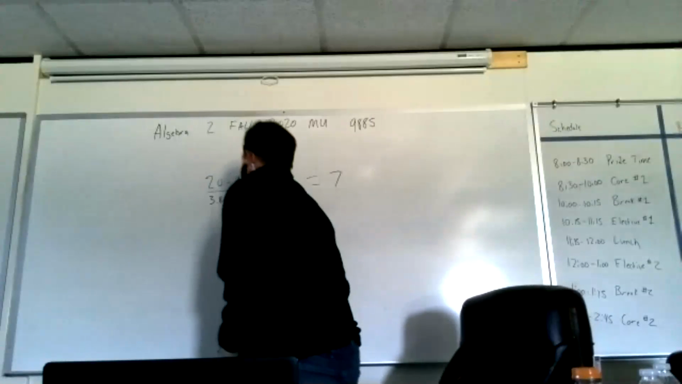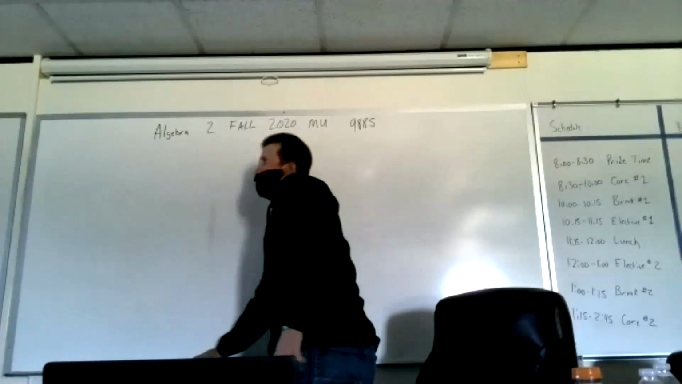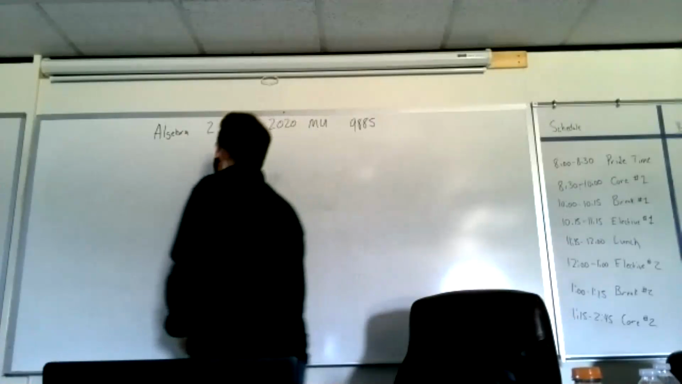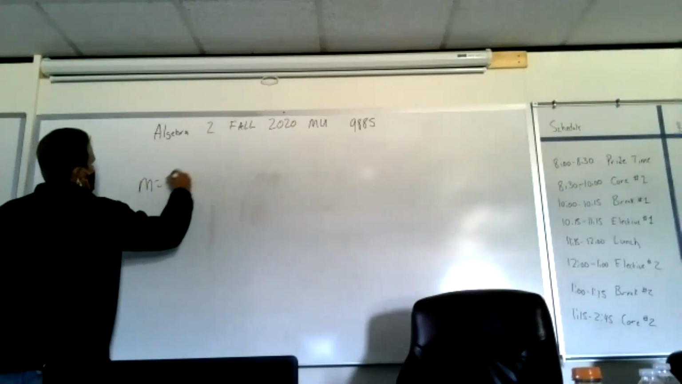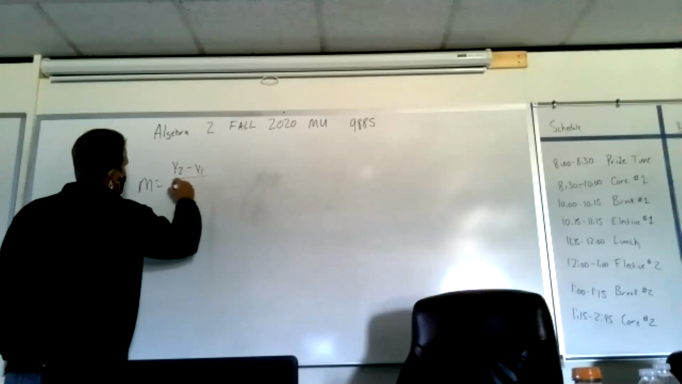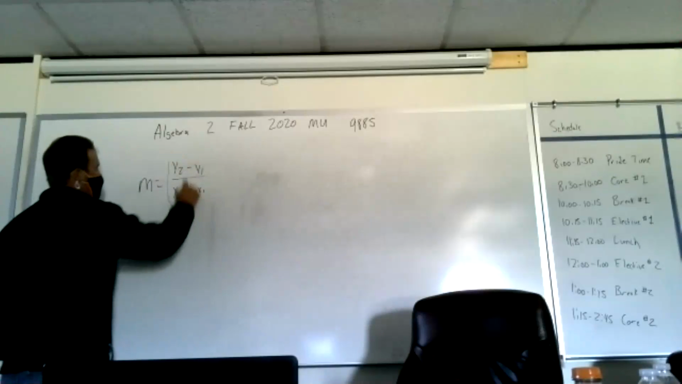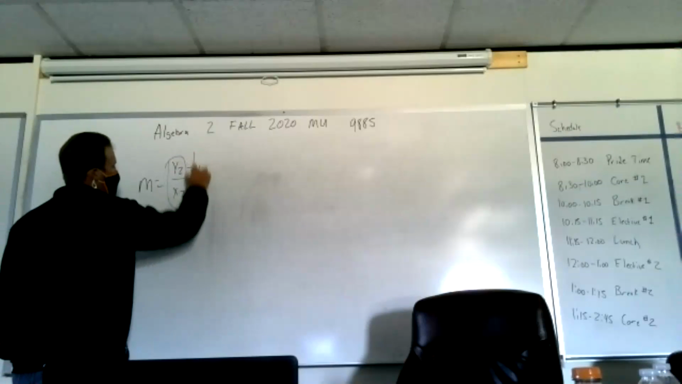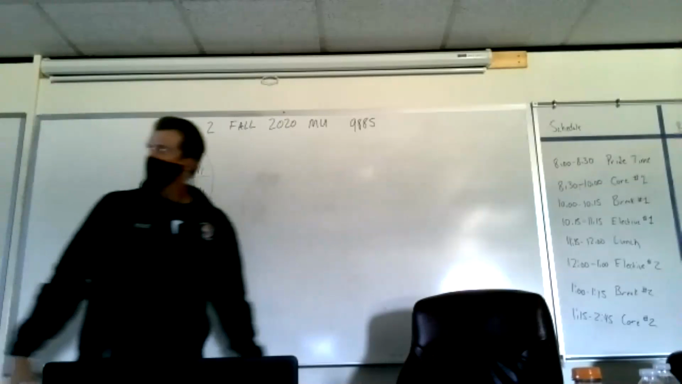So we're given (3, 5) and (-6, 5). And remember, our slope formula looks like this: y2 minus y1 over x2 minus x1. The key being that these two points are in an ordered pair, and these two are in an ordered pair. We don't want to flip-flop.